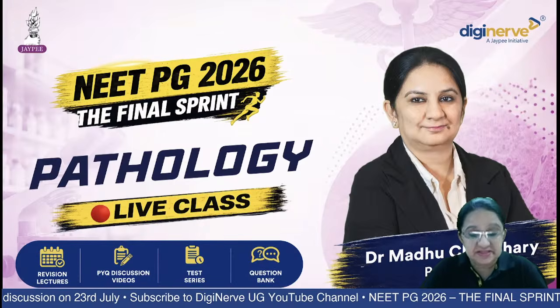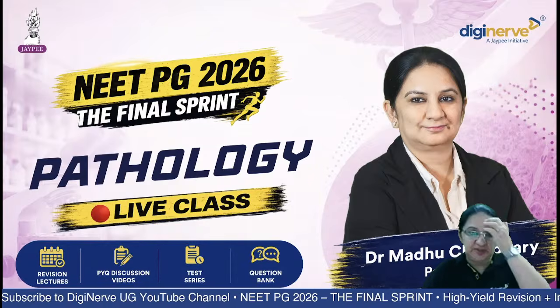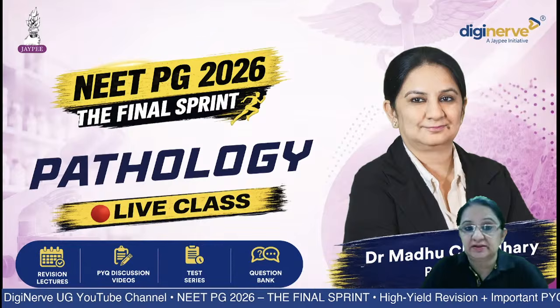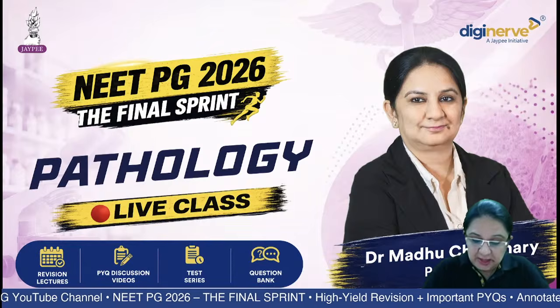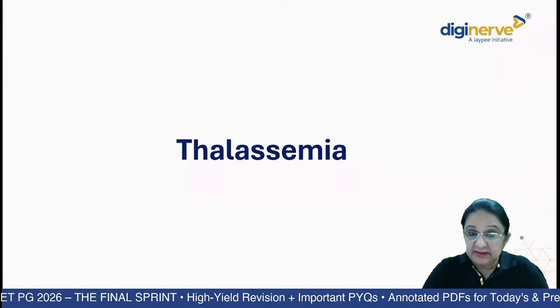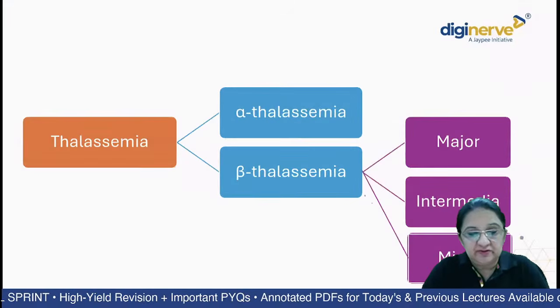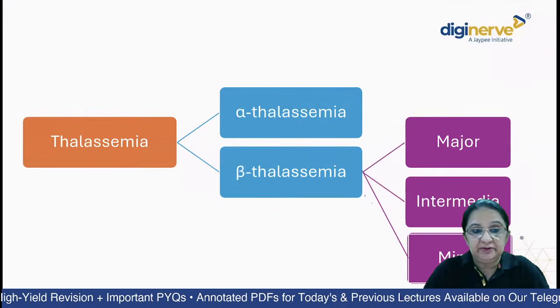Continuing from yesterday's session, we were supposed to complete RBCs and WBCs yesterday, but due to some technical glitch, we had to stop, and we'll be continuing from yesterday. So we'll be continuing with thalassemia. Thalassemia is the next set of hemoglobinopathies. What did I tell you?